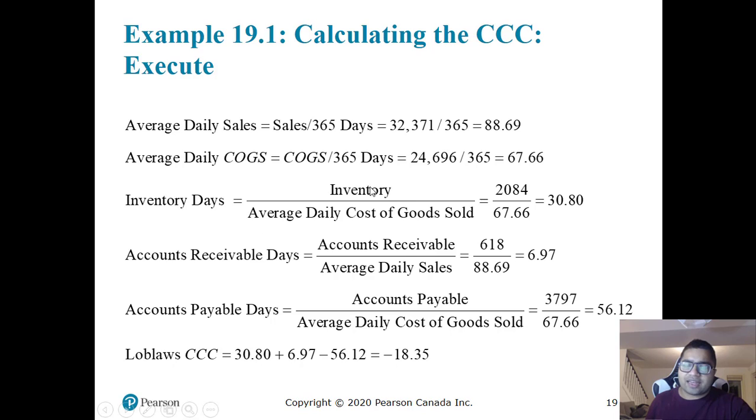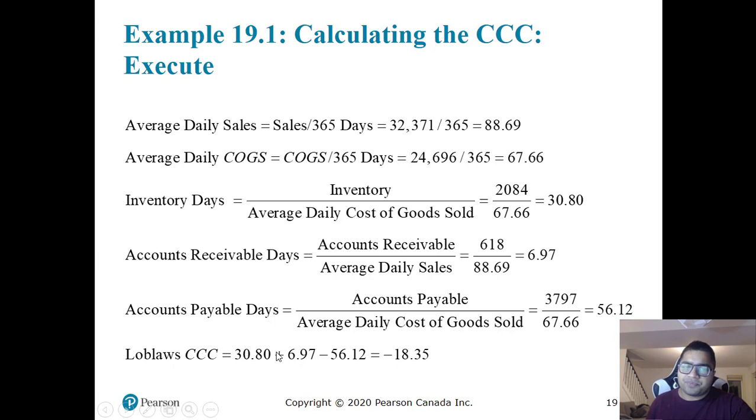Now inventory days are calculated as inventory divided by average daily COGS. So total inventory divided by average daily COGS gives 30.80. Average receivable days is average receivables divided by average daily sales. So our total receivables divided by average daily sales gives 6.97. Payable days is account payable divided by average daily cost of goods sold, so that is 3797 divided by 67.66, that is 56.